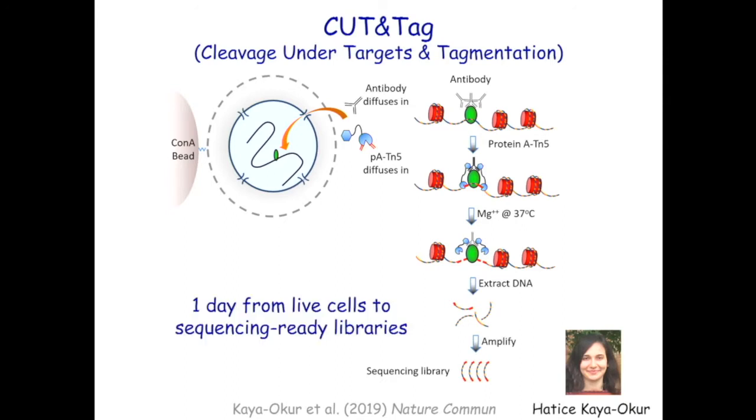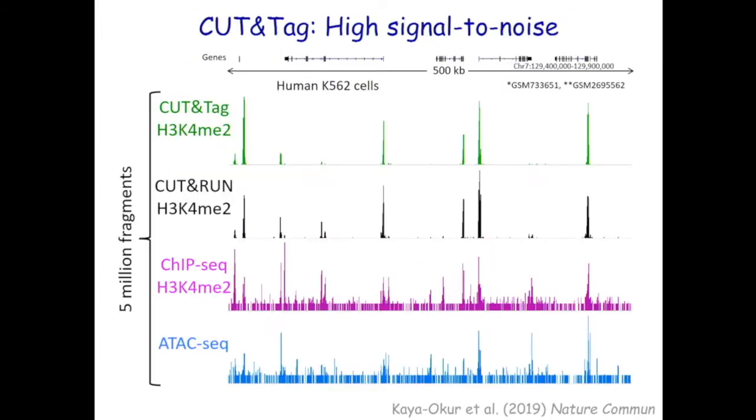And now this takes 1 day from live cells to sequence-ready libraries. It's really, really kind of slick. We've even eliminated the extraction protocol, so it's even easier to do. And the data that we get looks quite nice. So here, for H3K4 dimethylation, we compare CUT&Tag to CUT&RUN, and you can see you get nice feature definition, low background compared with ChIP-seq or ATAC-seq, which is another way of getting some of these regions, the promoters and enhancer sites.